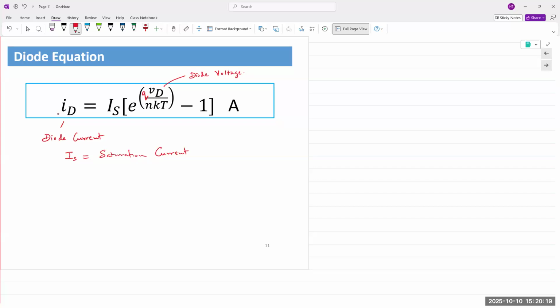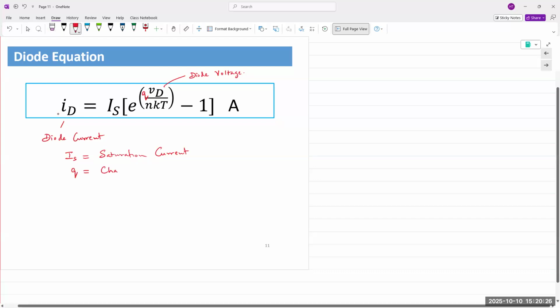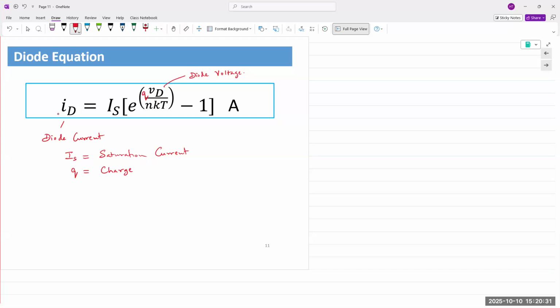Okay, so Q is the unit charge. That's a constant. And then N is the, well, actually, let's keep the N away for now. K, what is K? I already wrote the B. This is directly from the thermal voltage. Okay, so we'll reduce the function in just a minute. And then T is the temperature in Kelvin.